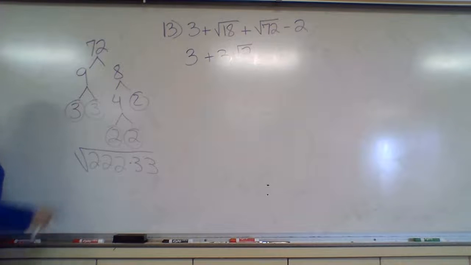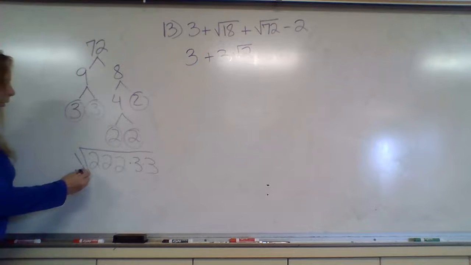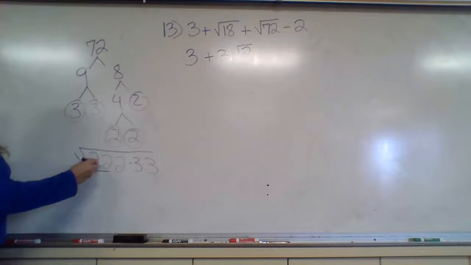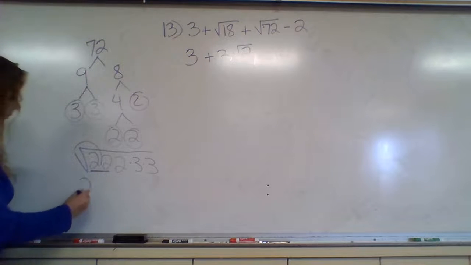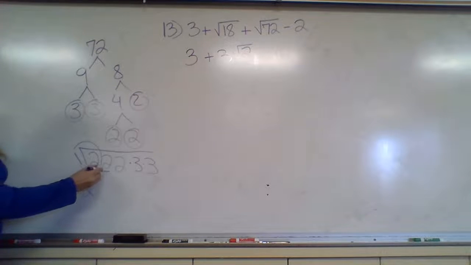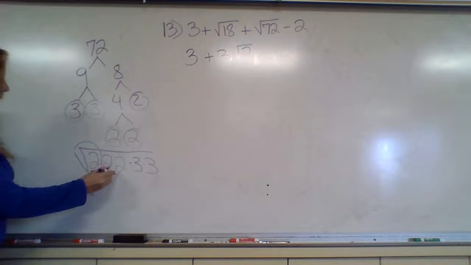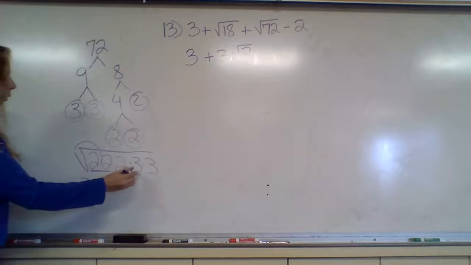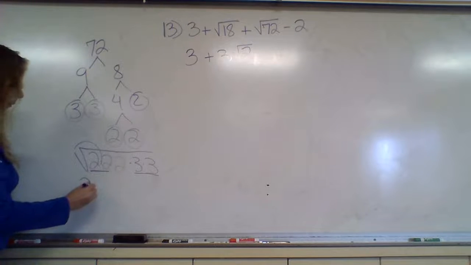Then it's the square root, so you're looking for groups of 2. 1, 2. I'm going to pull out a 2. And then there's one more 2, but I have to leave that one there, and then I have 2 3s. So I can pull out a 3.